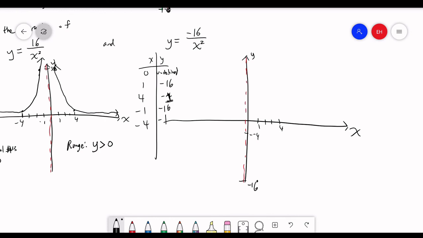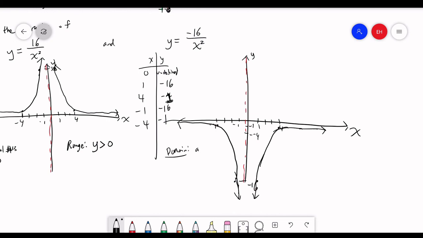I put my vertical asymptote, undefined at x equals 0. So I put a dashed vertical line at x equals 0. And then I start putting these points in. Oh, good. I caught my mistake: when we put in 4, I should get negative 1 out. Okay, so I put in 1, get out negative 16, put in 4, get out negative 1, connect those dots, and my other two points are (negative 1, negative 16) and (negative 4, negative 1). So connect those, and I have this.